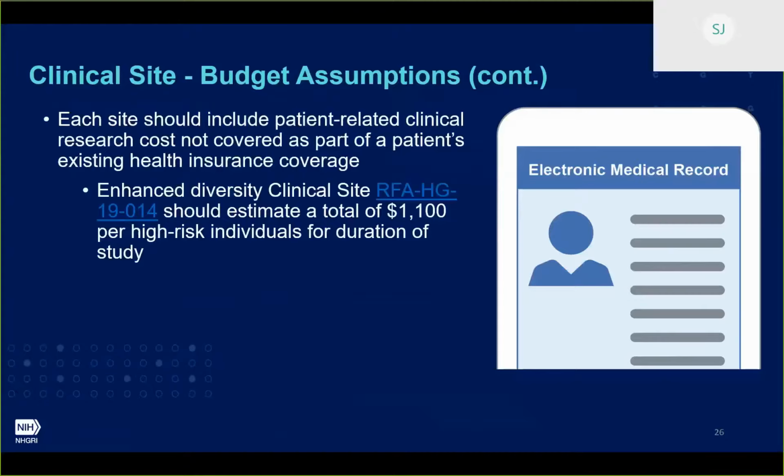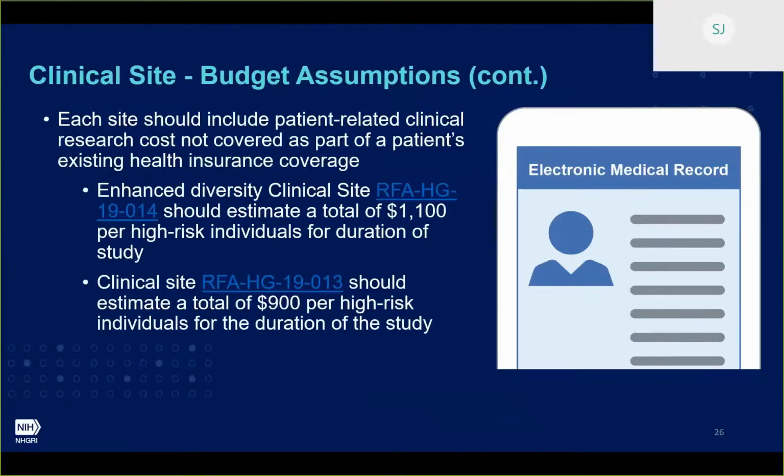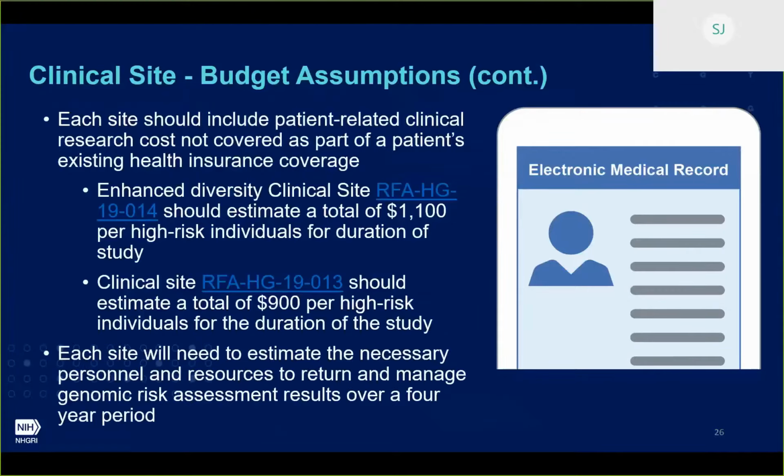For the Enhanced Diversity Clinical Site RFA, it's estimated at $1,100 total cost over the entire duration of the study. For the clinical sites, it's estimated at $900 per high-risk individual for the duration of the study. Each site will need to estimate the necessary personnel and resources to return and manage these genomic risk assessments. In other words, once you calculate a genomic risk assessment, individuals will have to return that information and be responsible for managing those individuals throughout the course of the study.